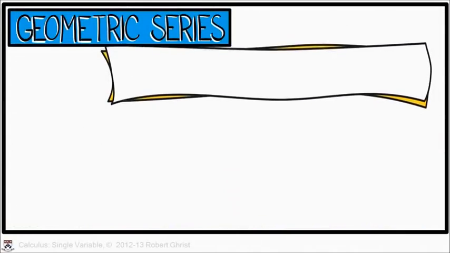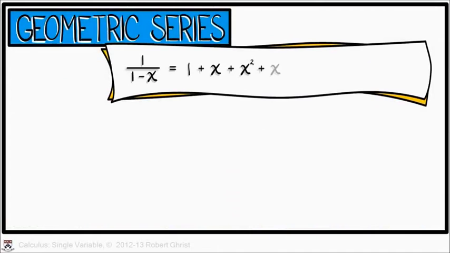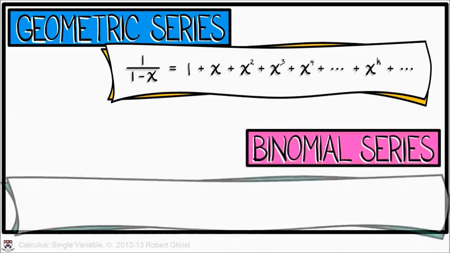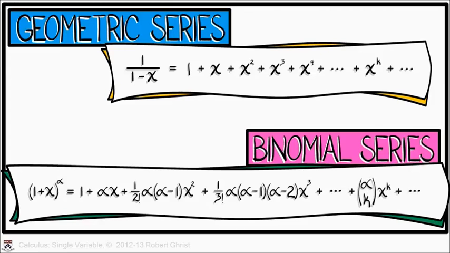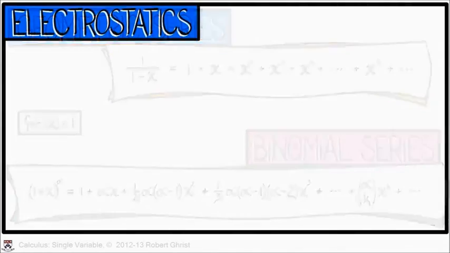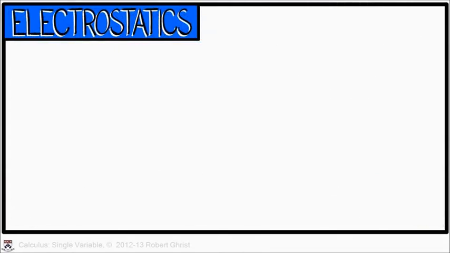In our lesson, we saw two important series that have convergence constraints. These are the geometric series for 1 over 1 minus x and the binomial series for (1 plus x) to the alpha. Both of these are guaranteed to converge only when x is less than 1 in absolute value. Let's put these series to work in a problem in electrostatics.